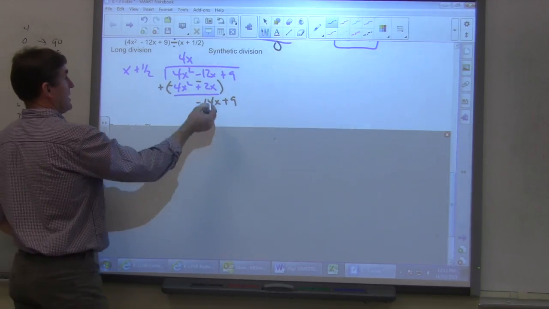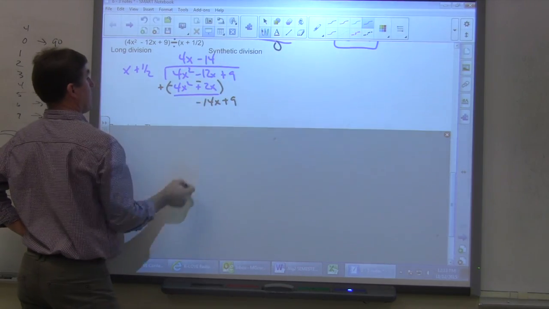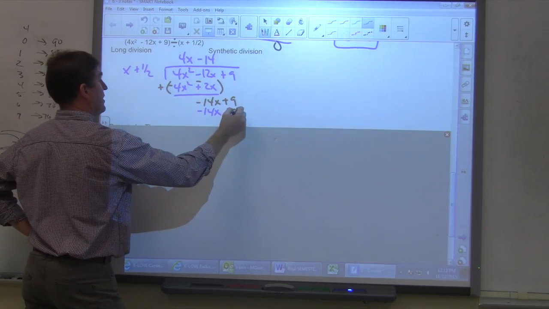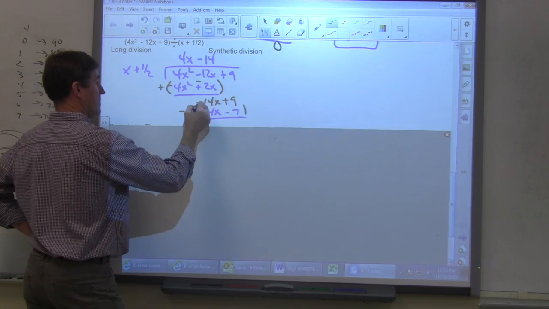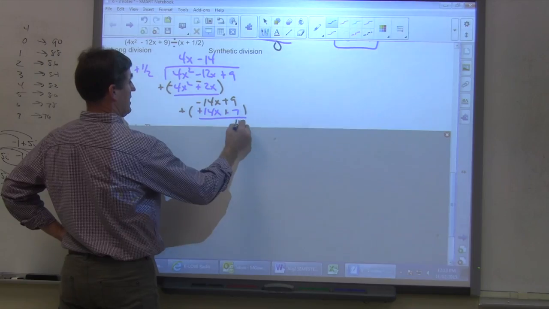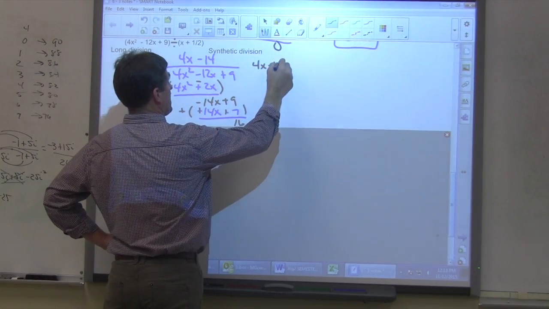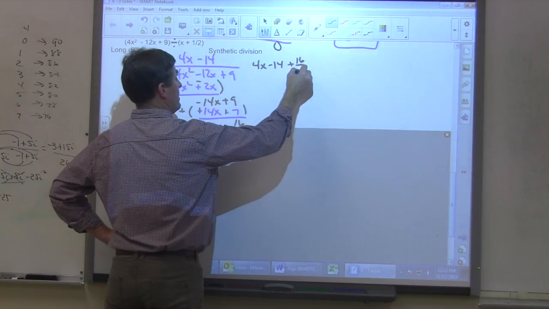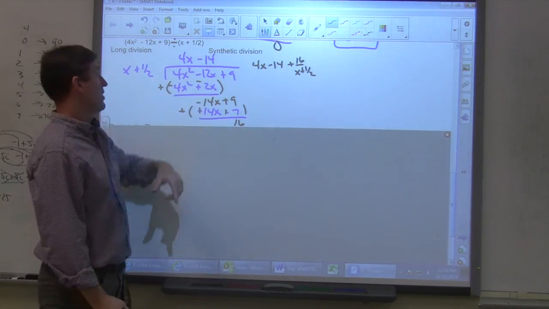x goes into negative 14x, I need to go by negative 14. And so we get negative 14x. And negative 14 times 1/2 will give you negative 7. Again, change the signs and add. And so we get 16. And so you should have had for an answer 4x minus 14 plus 16 over x plus 1/2. If you did a long division, it would have looked like that.